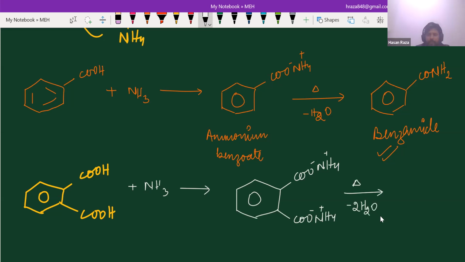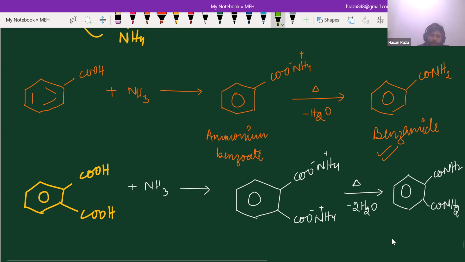one H2O from above and bottom, top and bottom, and then you will get this CONH2 and CONH2, and this is known as phthalimide. Phthalimide.